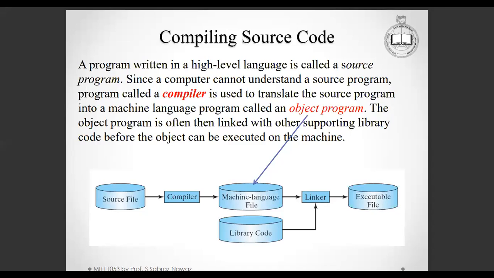So there will be a source file, then using a compiler, it is converted into a machine language file, and to execute the machine language file, you need some other things like some important libraries. So here you have the library code, and also there is a linker, and finally you are getting the executable file. So this is the detailed idea on how the compilation of the source code actually takes place.